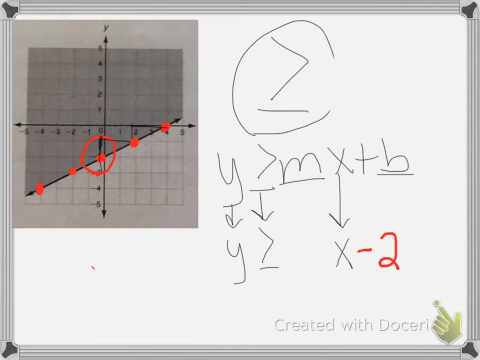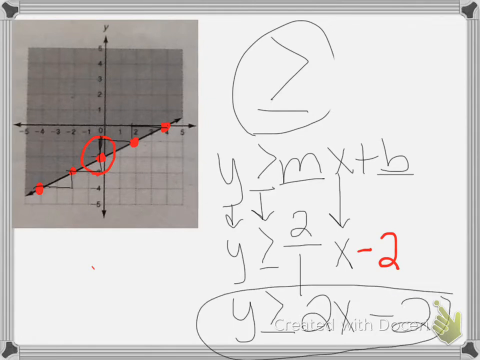This one went down 1, over 1, 2. Down 1, over 1, 2. So that means my slope is going to be 2 over 1. And it is a positive slope, so it's a positive answer. So in proper notation, this would be y is greater than or equal to 2x minus 2.